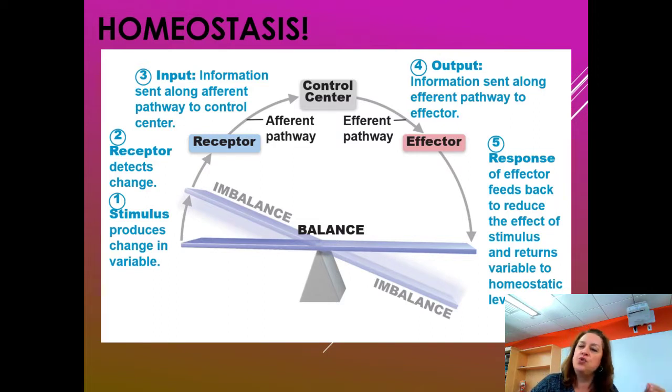A receptor, usually in the brain or some sort of neurological receptor, detects that change and goes to the control center, usually the brain or the spinal cord, where a decision is made. What are we going to do? The output is sent along some sort of efferent pathway to an effector organ, a gland, a muscle, something, and some sort of response.